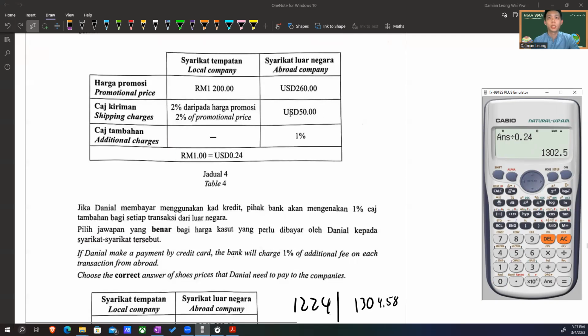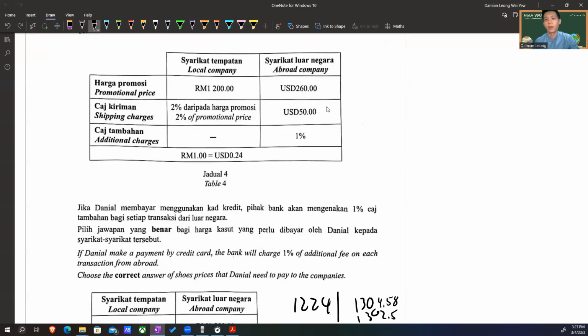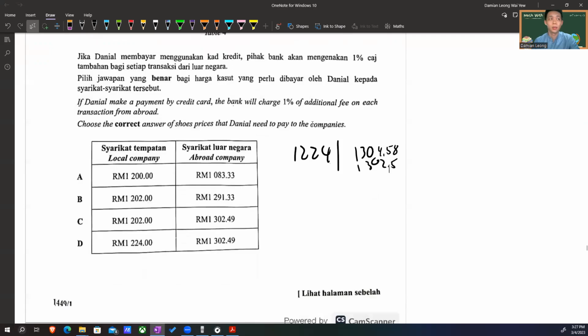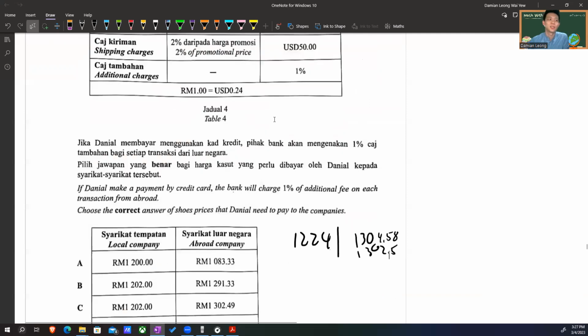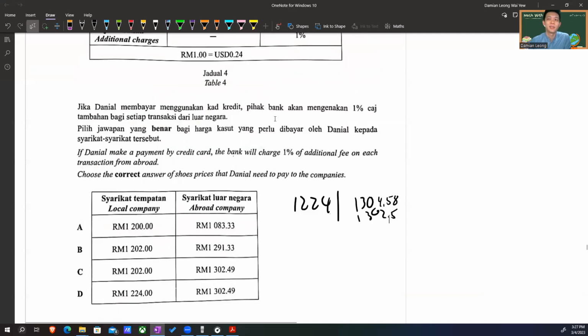Unless for the shipping charges you don't count the 1%, but that is a bit weird, huh? Then you get 1302.5. But yeah, that's a bit weird. The question is the thing that is having problems here. Yeah, the question is badly set. It's quite horrible. But well, this is correct. So basically the answer is D. There's only one possible answer actually, even if we don't count the USD one.